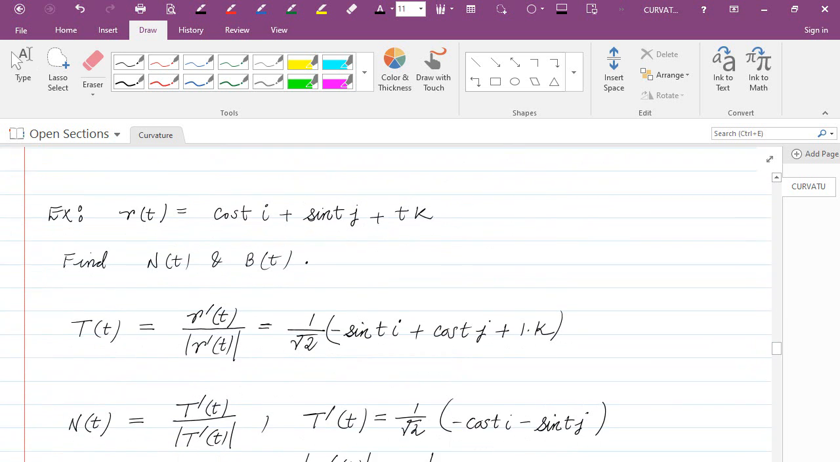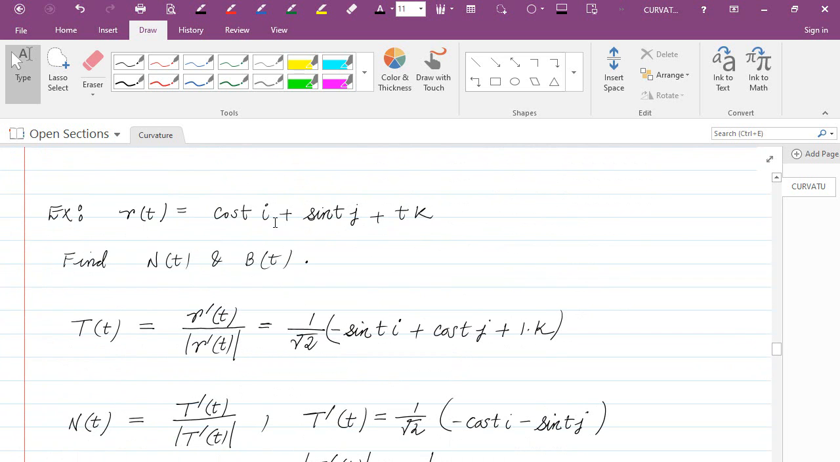Okay, let's do an example. So r of t is, let's say, cosine t i plus sine t j plus t k. We want to find the unit normal vector N of t and the binormal vector B of t. Now capital T of t would be r prime of t divided by the length of r prime of t. So it's the velocity divided by the length of the velocity. So it's velocity over the speed.